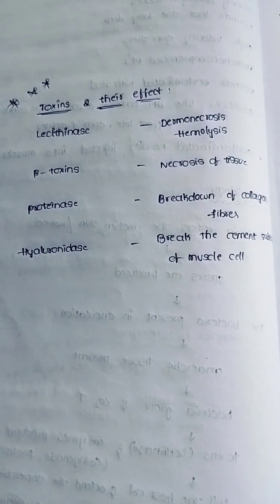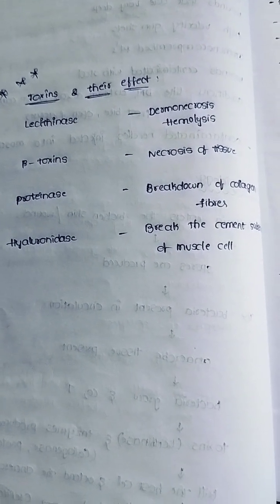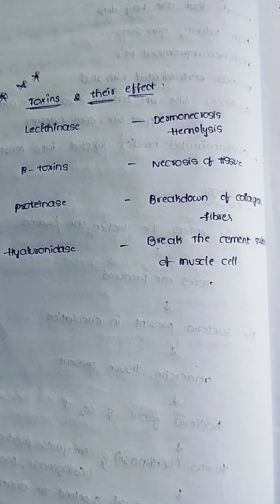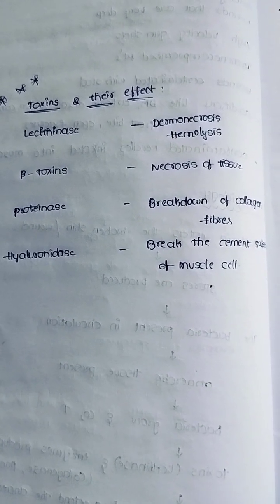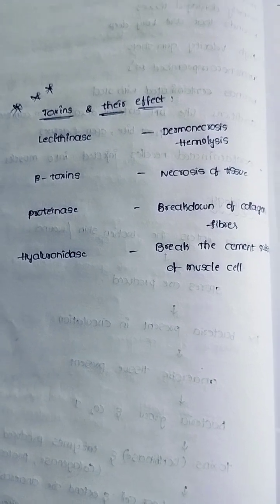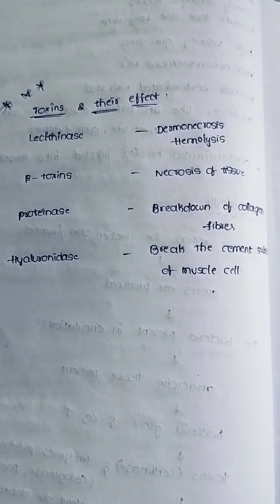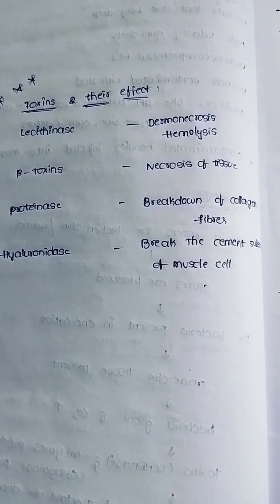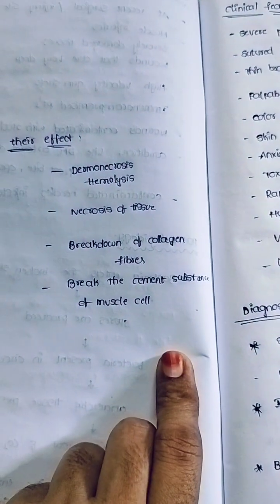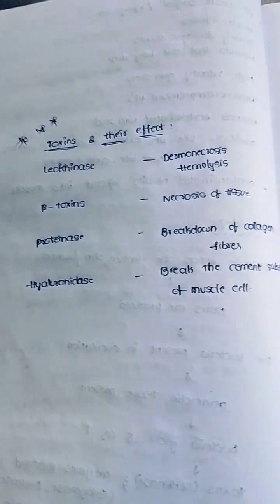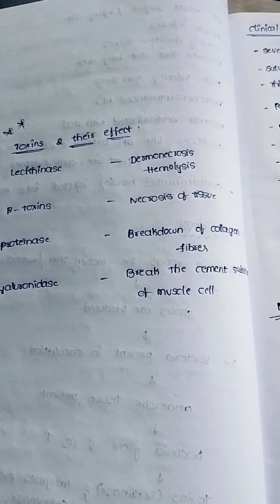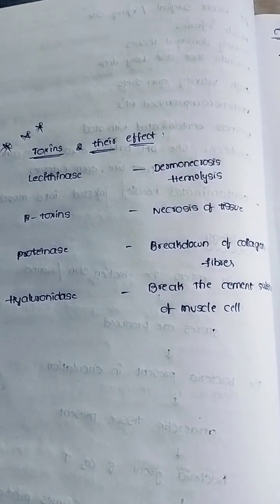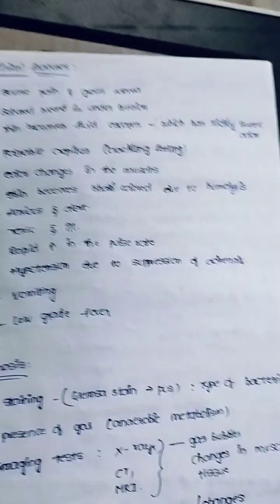What are the different types of toxins and their effect? Coming to lecithinase, which causes hemolysis and dermonecrosis, and other toxins like beta toxins, which cause the necrosis of tissue. Another one is proteinase, which breaks down the collagen fibers, and hyaluronidase, which breaks the cement substance of muscle cells. These are all toxins which affect the host cell and increase the anaerobic environment to cause crepitant tissue death of the tissue.